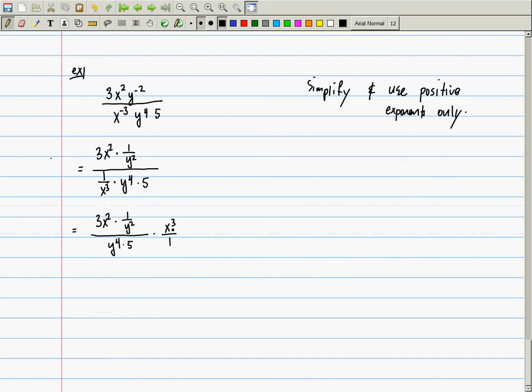So now you can see that I can move this x cubed and do what with it? Yeah, it can become x to the fifth. I'll say that it's 3x squared multiplied by x cubed multiplied by 1 over y squared over y to the fourth times 5. In the next step, I'll write x to the 5, so 3x to the 5, and I can take this fraction and rewrite it like y to the fourth times 5 and then multiplied by 1 over y squared. I realize that it feels like I'm taking the long way around, but I always take the long way around to show all the steps on the first example. It won't be this long in the coming examples.